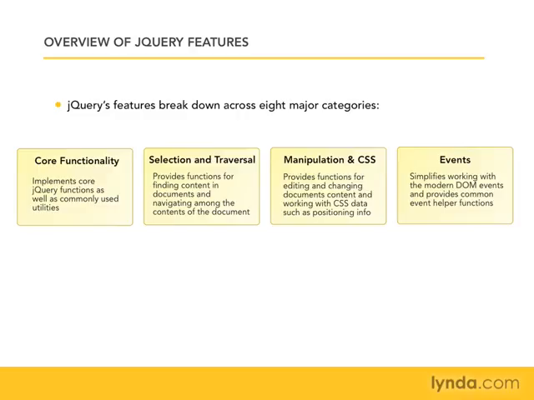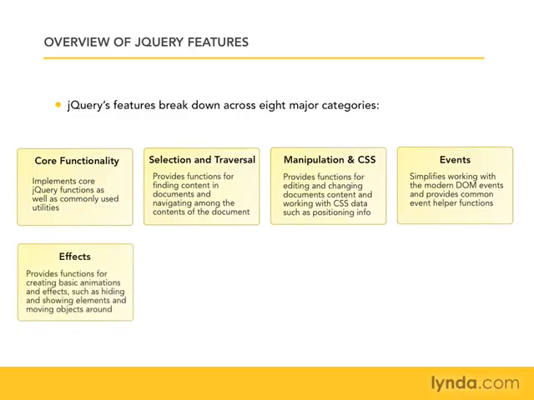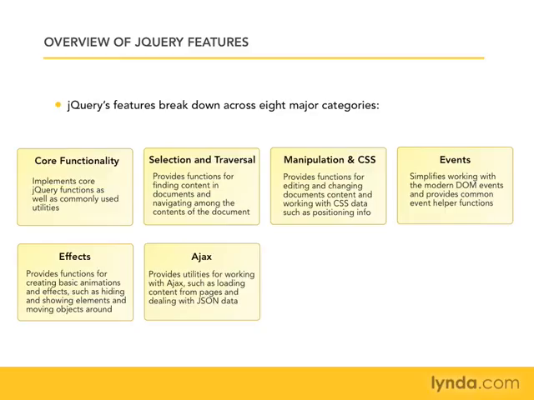Then there's the effects category, and this is where things begin to get interesting. This category contains functions for creating some basic animations and effects, such as hiding and showing elements, moving things around, fading things in and out, that kind of stuff. Then there's the AJAX category, and the AJAX category includes utilities for working with AJAX, such as loading content from remote pages, dealing with JavaScript Object Notation data, and so on.